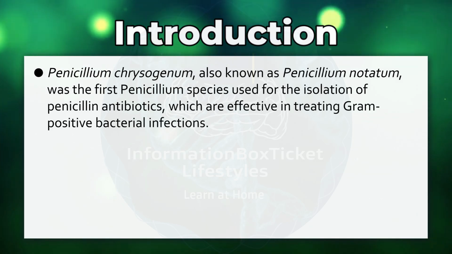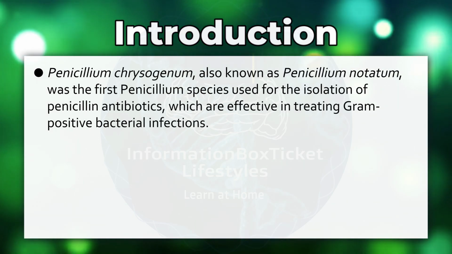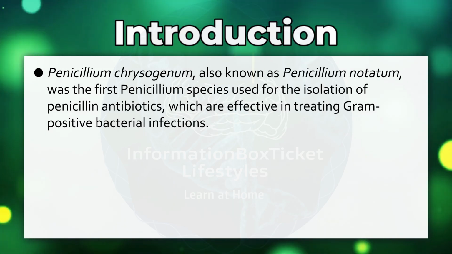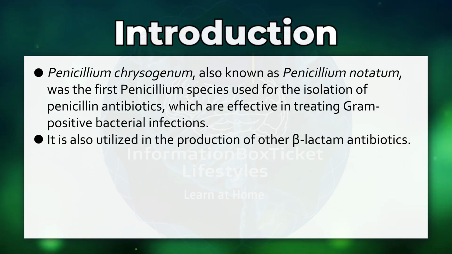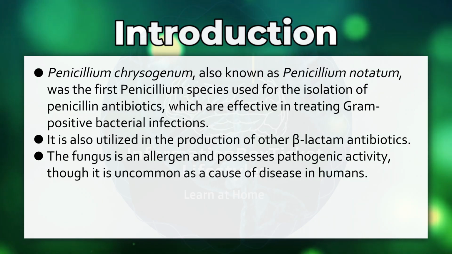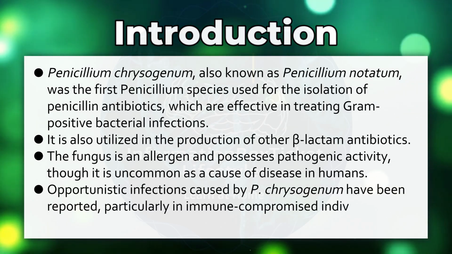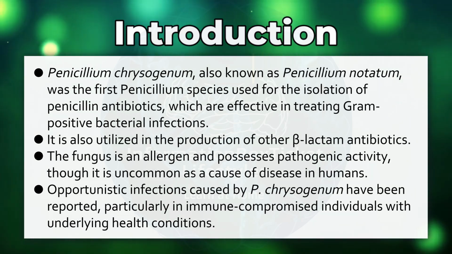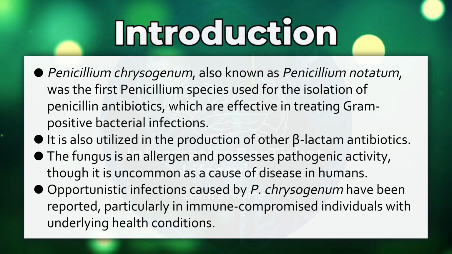Penicillium chrysogenum, also known as Penicillium notatum, was the first Penicillium species used for the isolation of penicillin antibiotics, which are effective in treating gram-positive bacterial infections. It is also utilized in the production of other beta-lactam antibiotics. The fungus is an allergen and possesses pathogenic activity, though it is uncommon as a cause of disease in humans. Opportunistic infections caused by Penicillium chrysogenum have been reported, particularly in immune-compromised individuals with underlying health conditions.